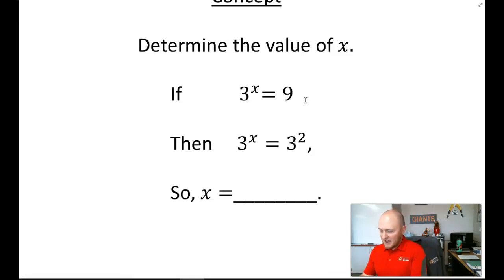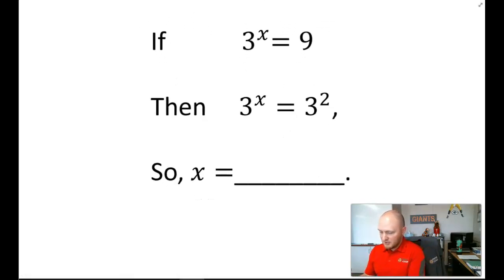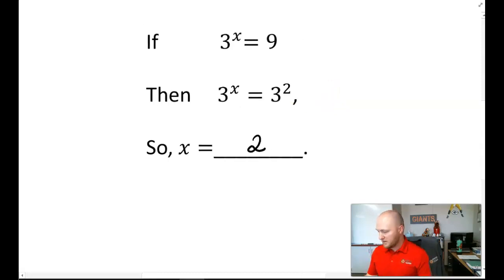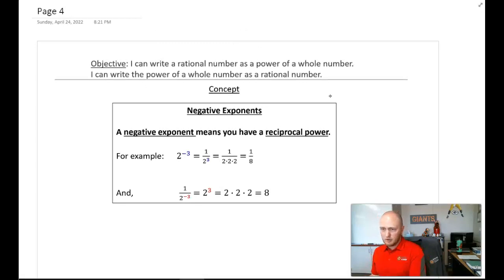So if I have a question like this, and I rewrite the equation with the same base, I go from 3 to the power of x is equal to 9 to 3 to the power of x is equal to 3 squared. Well, if the left is equal to the right and the bases are the same, the exponents have to be the same. So therefore, x must be equal to 2. Okay, and that's again where we're going tomorrow. We'll formally define that exponential property of equality.